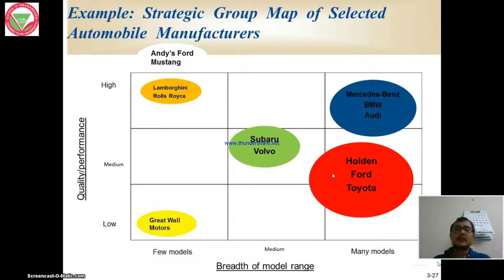Amongst them, we will be deciding on two key parameters. What are those two key parameters? At one end, we will be taking the breadth of model range.